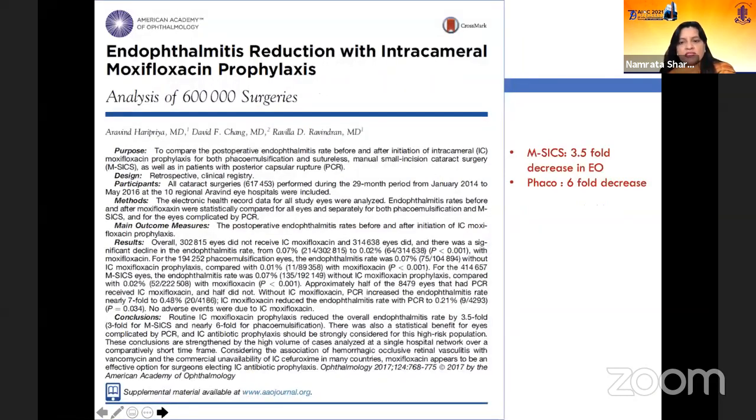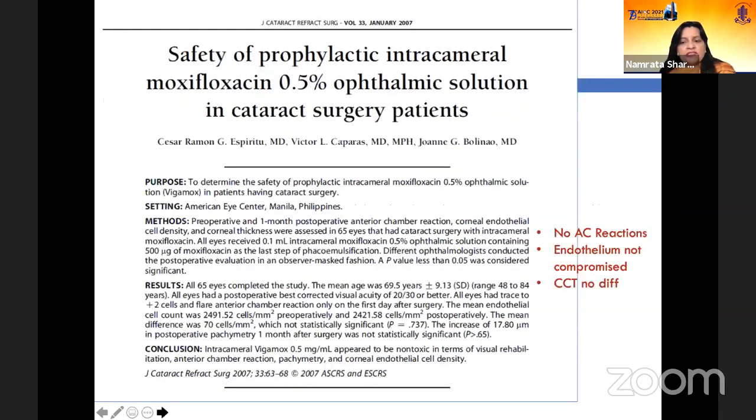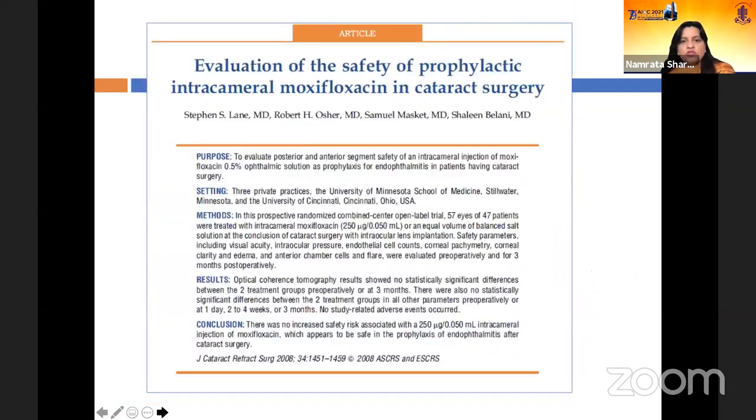And this was done in 6 lakh patients, which showed a 3.5-fold decrease in MSICS and a 6-fold decrease in phacoemulsification. And this is a study from Japan on 15,000 eyes, which showed a 3 times decrease in endophthalmitis. Importantly, this study showed that there were no AC reactions or endothelium compromise, and corneal thickness did not show any change when intracameral moxifloxacin was used.